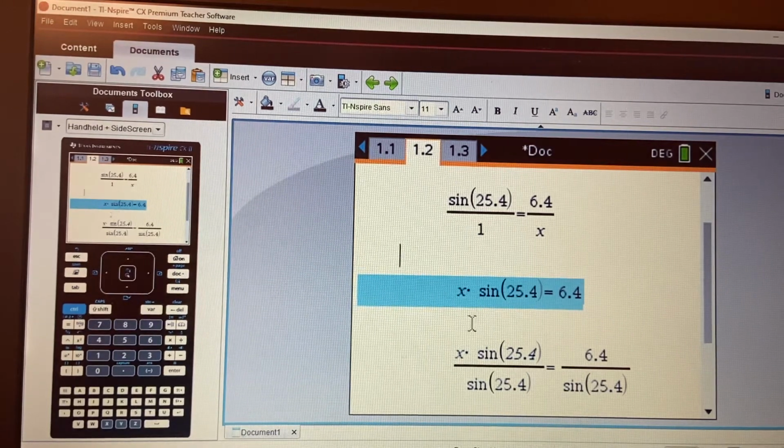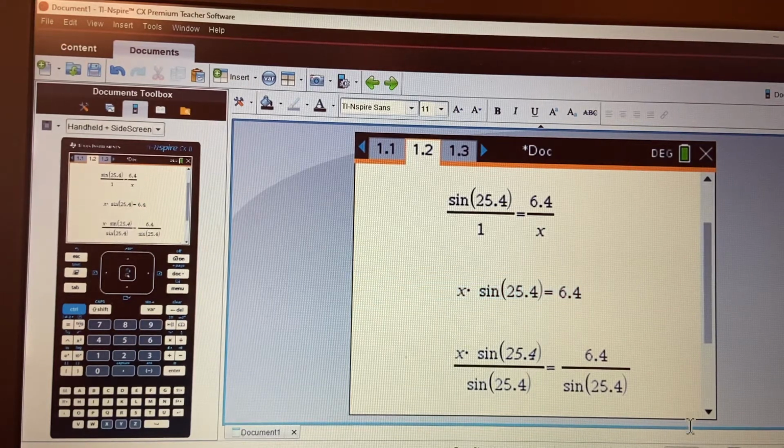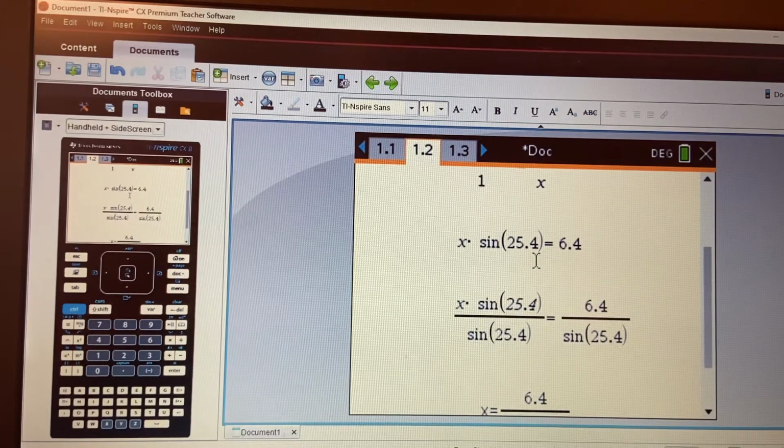Now to solve this equation, our unknown is right here. That's our variable. And we have something multiplied by it. Now, I know sine is a little different looking, but just think of it as a number. Sine of 25.4 is just a number. So how do we get rid of something that is multiplied by our variable? We divide by it. We do the opposite of multiplication, which is division. So we are going to take this equation and divide both sides by sine of 25.4.